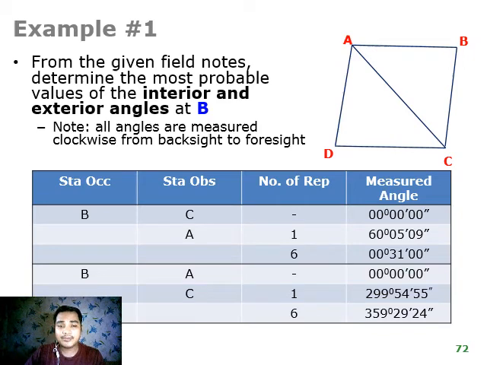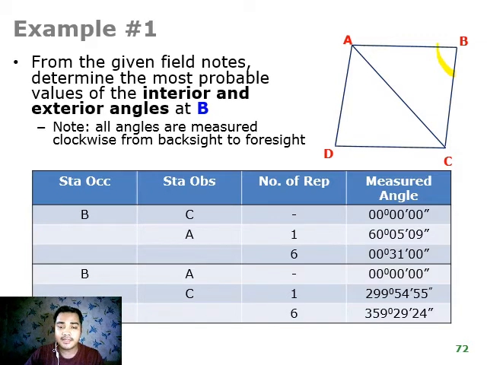Let's have an example about the repetition method of determining the horizontal angles. Example number 1 states that from the given field notes, determine the most probable value of the interior and exterior angles of B. Note that all angles are measured clockwise from backside to far-side. So this is the field notes.